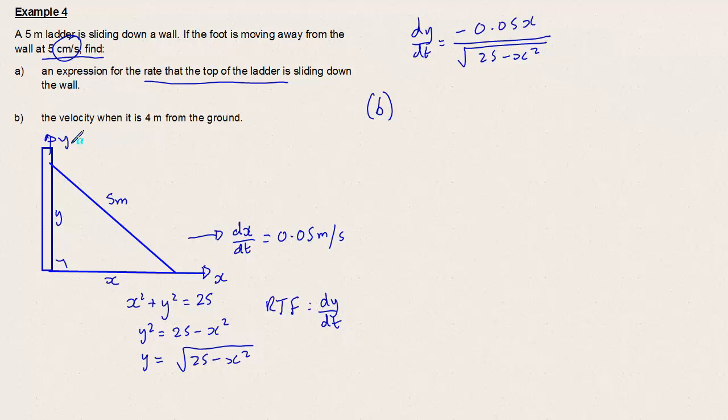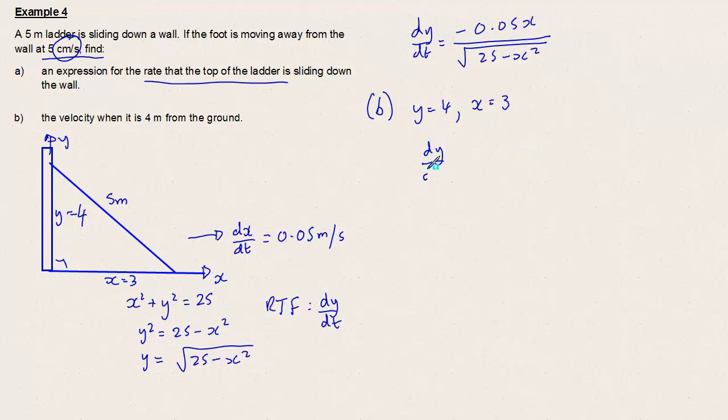In part B, we want the velocity when it's 4 meters from the ground. In other words, y is 4. Now, either using Pythagoras or by just knowing the 3, 4, 5 triangle, that means that x is 3. So we've got y equals 4 and x equals 3.